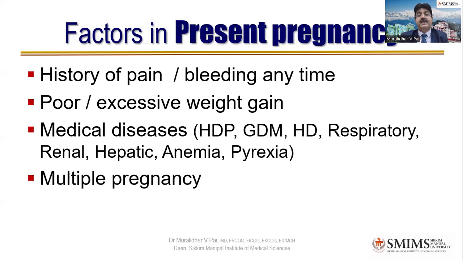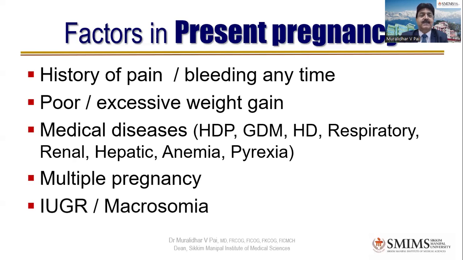So multiple pregnancy straight away runs the risk. Yesterday, the other day, I was talking about multiple pregnancy. I told you all problems on earth will be there in multiple pregnancy, except, of course, postmaturity and macrosomia. Other than that, the entire obstetric book will be there in multiple pregnancy. So they are automatically high risk pregnancy.